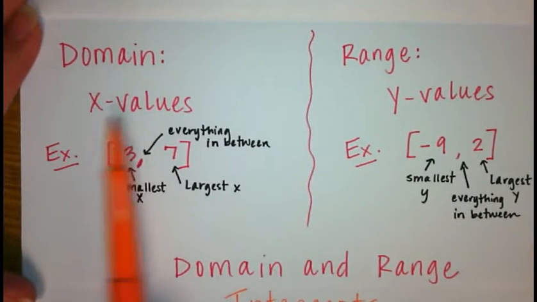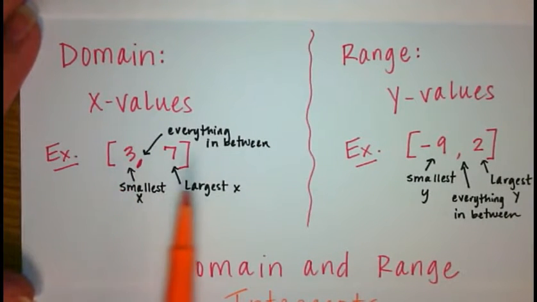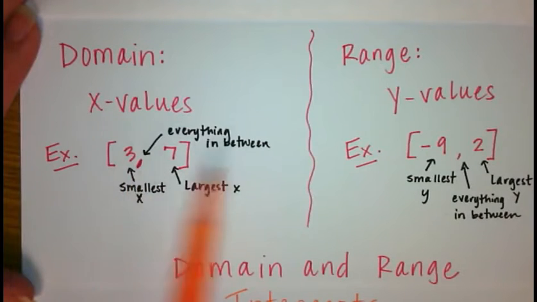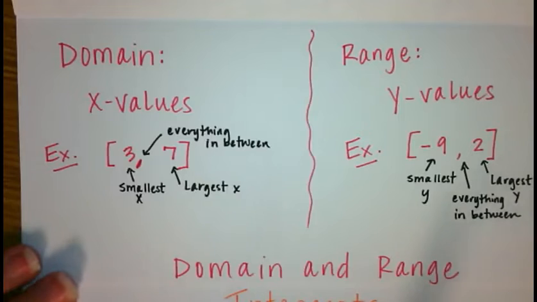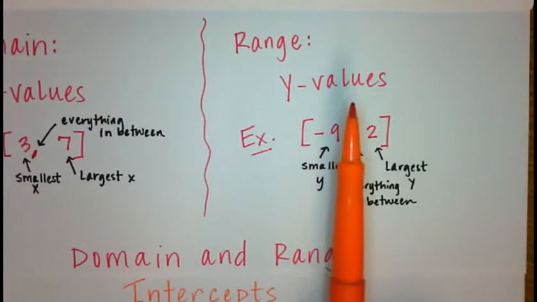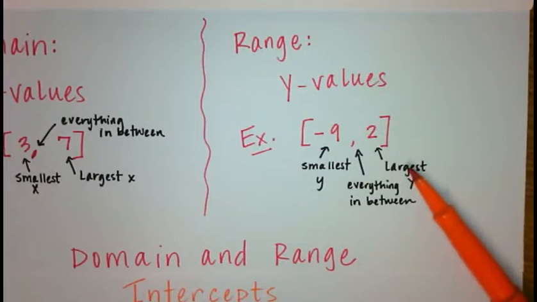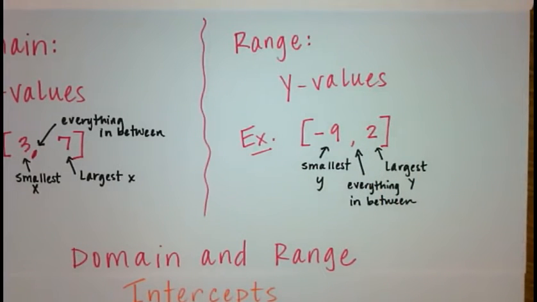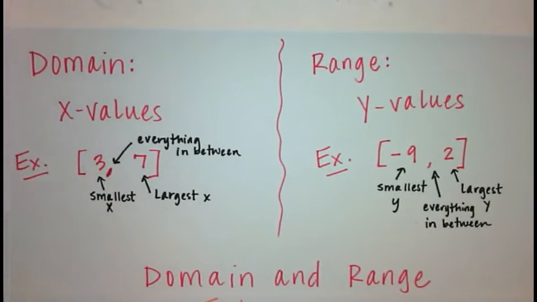The domain is talking about the x values, so you're going to start with the smallest x to the largest x, and then the comma represents everything in between because there would be no way for us to record all of those numbers. For the range, we're talking about the y values, so we're going to write the smallest y to the largest y with a comma in between because there would be no way for us to write all of the different y values of a function. So that's how domain and range are going to look most of the time.